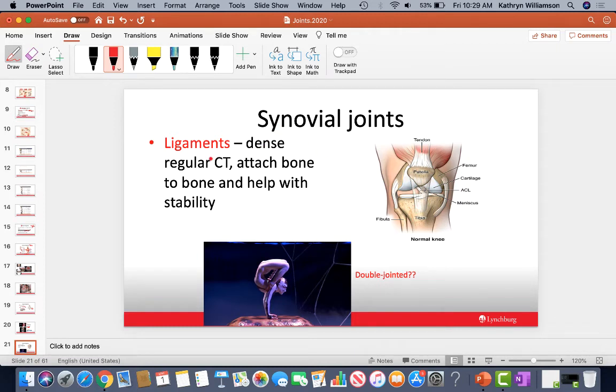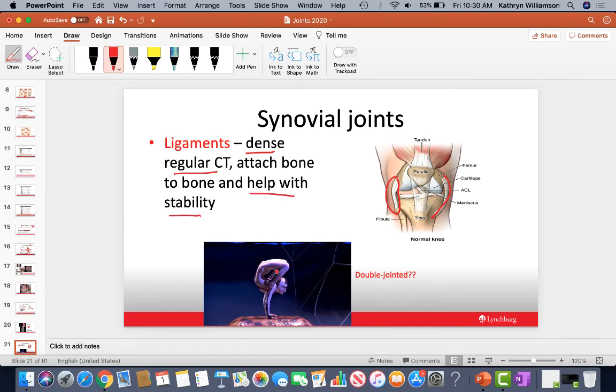This is also highlighting ligaments with synovial joints. So again, they're dense, regular connective tissue. They're going to attach bone to bone. So here's a ligament here, here's one on this side, and they're going to help provide stability.